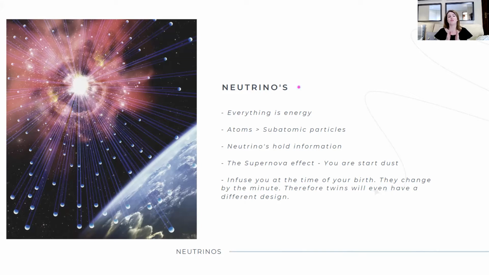Okay, now the reason we like the birth time to be as accurate as possible is because the neutrinos change quite quickly. So the neutrinos can change by the second, minute by minute, or by the days. And I have done charts personally where if I change my birth time by a minute or two, a lot of my data actually changes, not the chart necessarily.